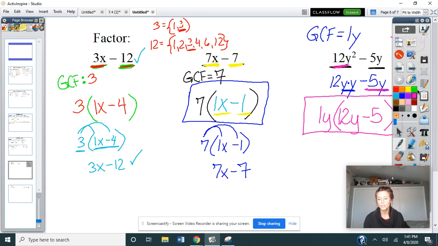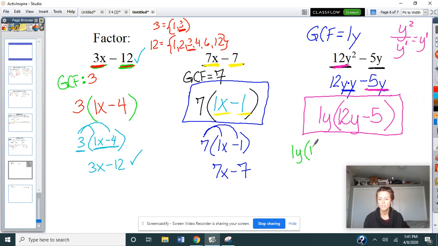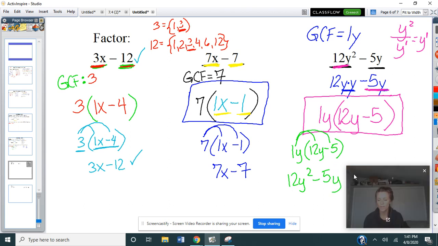Now remember, how do we check? We distribute. What's 1y times 12y minus 5? Now, if you don't have the 1 here, that's okay, because 1y is the same as just y. So you don't have to have the 1 there. 1y times 12y is 12y squared, because y times y is y squared. And then 1y times negative 5 is negative 5y, and that does match.